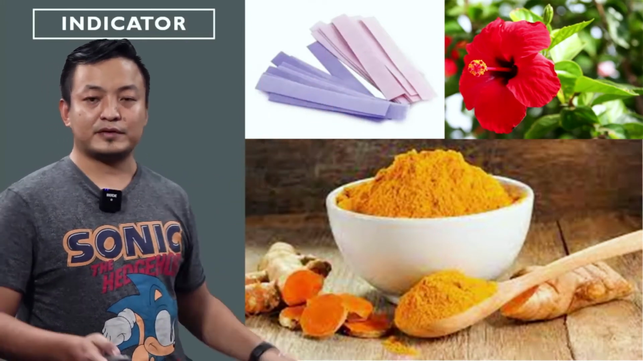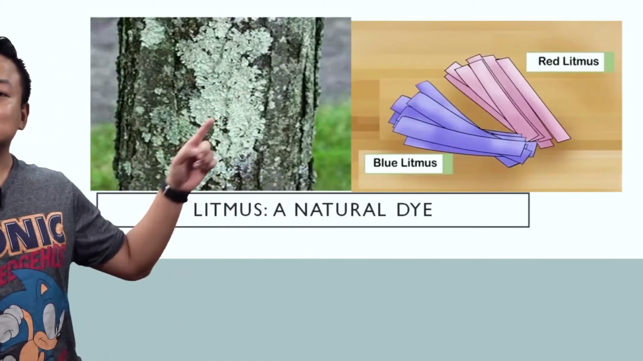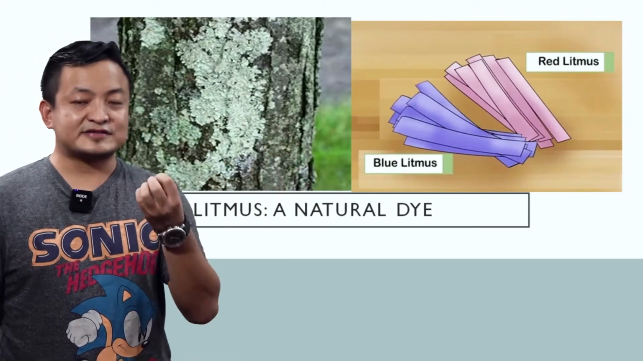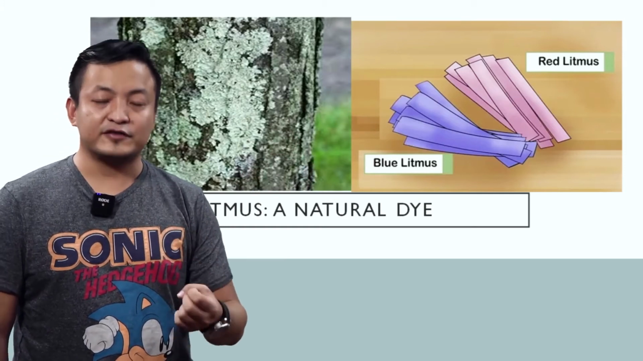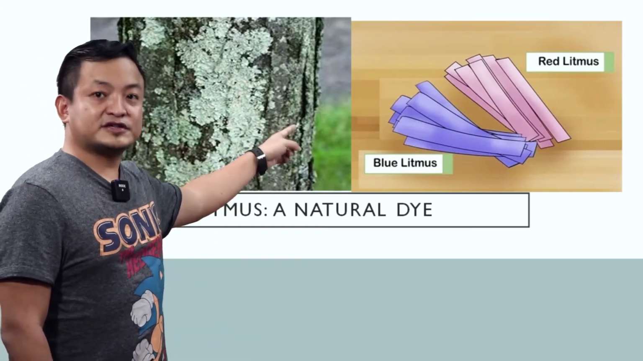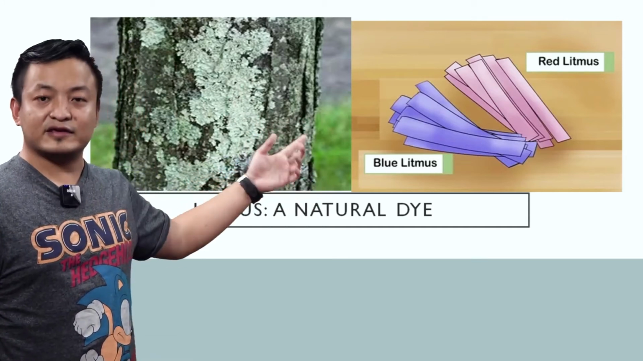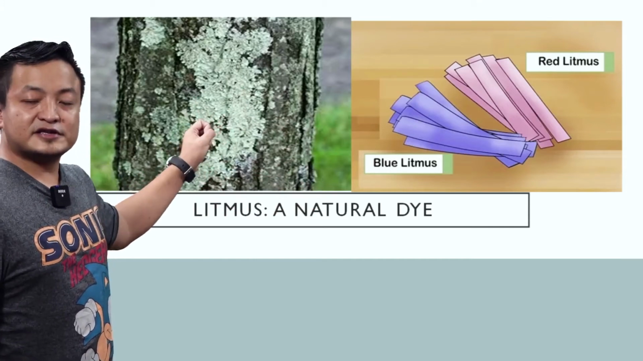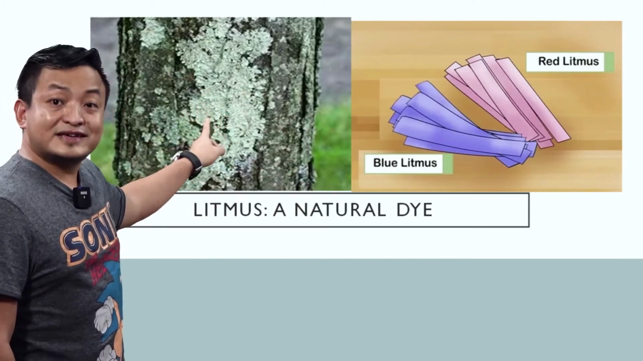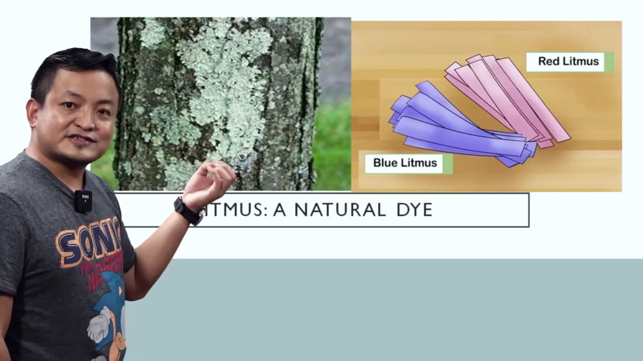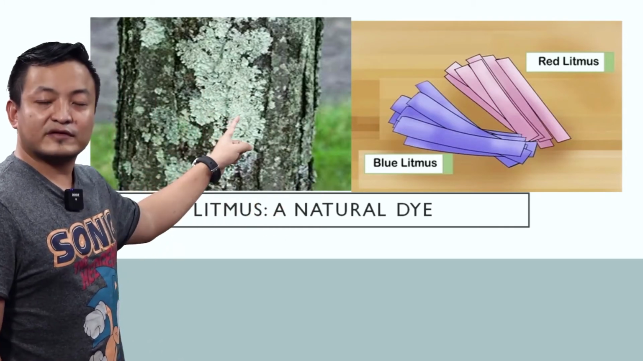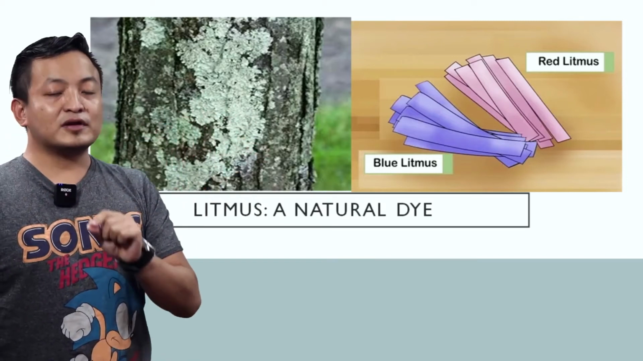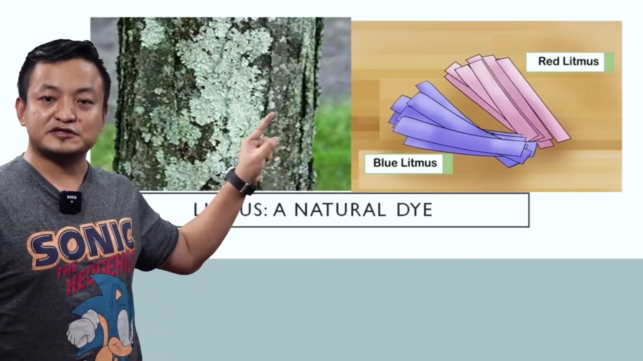Okay, litmus paper. So students, this is a litmus paper. And litmus paper is extracted from a lichen plant. Okay, or we call it lichen, L-I-C-H-E-N. So it is obtained from this plant. It is extracted from this plant. So this is natural, right? And the most common natural indicator is litmus paper.